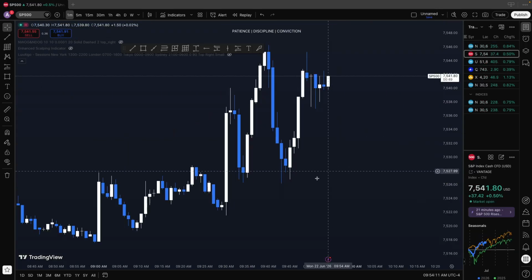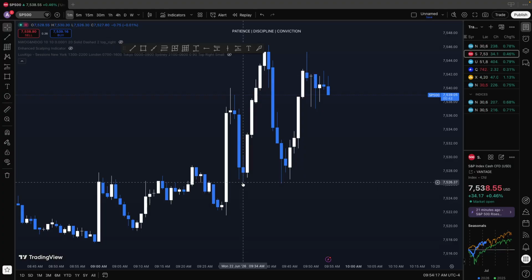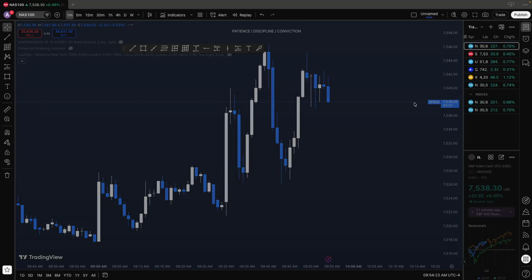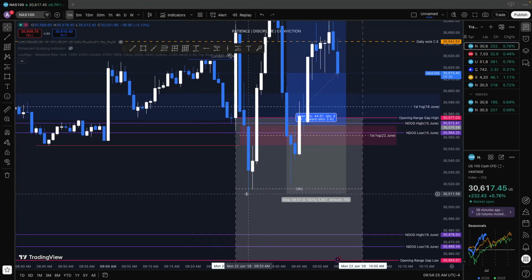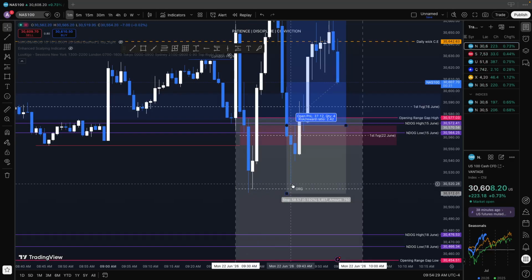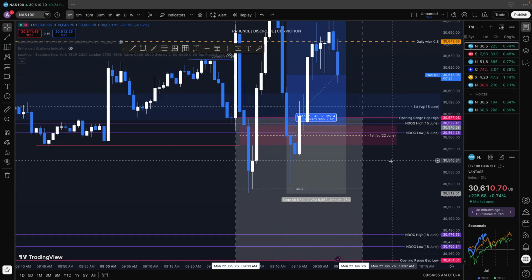Well, there's another SMT divergence. You see here? Here we swept, here we didn't sweep the low. I mean, on the SP 500, we swept the low just a little bit. As you guys can see, we swept it, but on the NASDAQ, we didn't. You guys see that? Just above it, very small, right there.